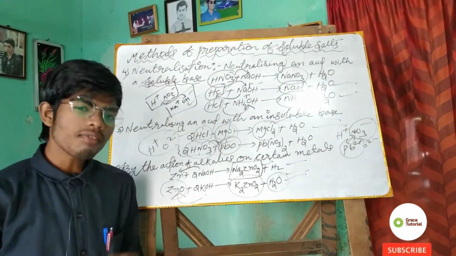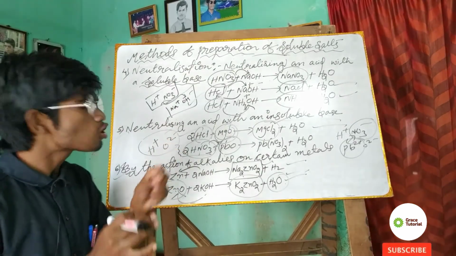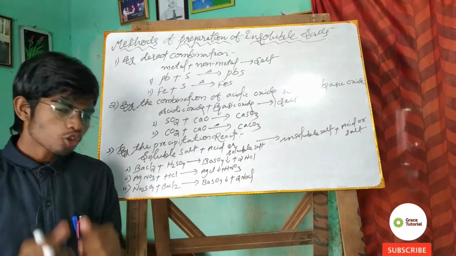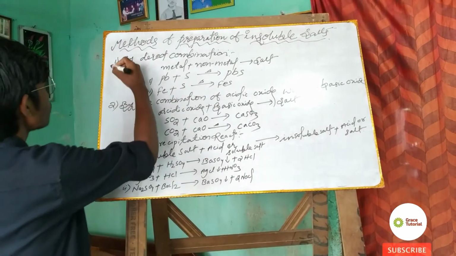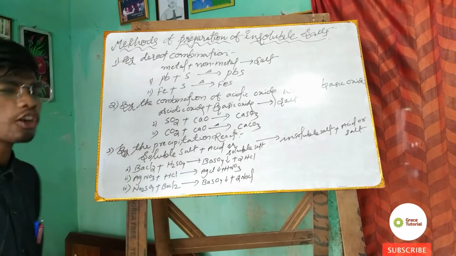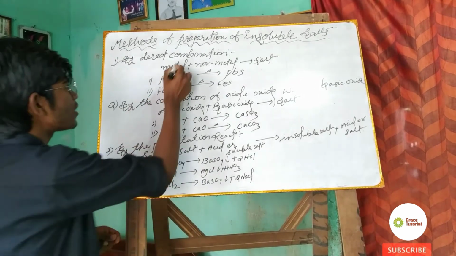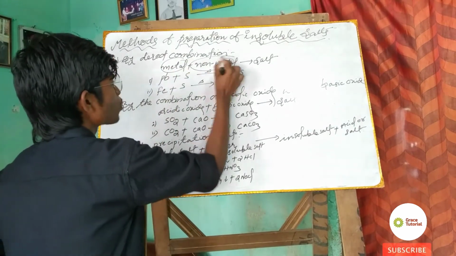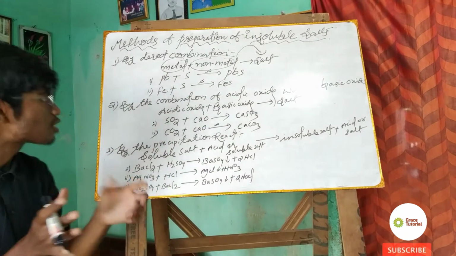And now we will discuss the methods of preparation of salts, but the insoluble salts. If we look at the methods of preparation of insoluble salts, the first method is by direct combination. Direct combination is basically simple to understand. The metal as well as the non-metal react together to form the salt. So the combination of the metal and non-metal takes place.